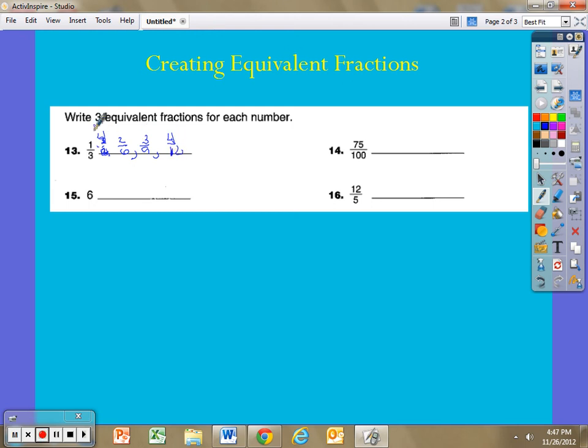Again, whatever I do to the numerator, I must do to the denominator. Now, what this means, boys and girls, is that all of these fractions here are the same. 1/3 is the same as 2/6, the same as 3/9ths, the same as 4/12ths. They are all equal to each other. Yes, I know they have different denominators and different numerators, but these three, I'm sorry, are not reduced to simplest terms.